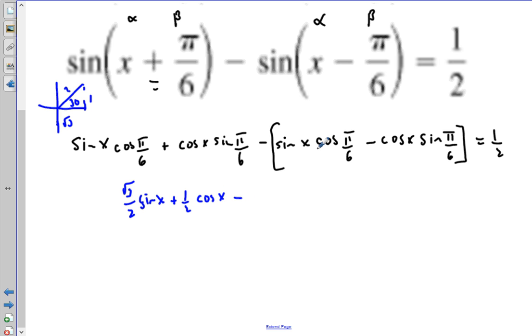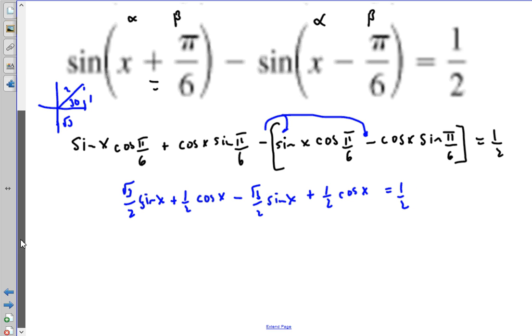Well, minus, we know cosine of pi over 6 is the square root of 3 over 2. That's going to be sine of x. And then the minus is distributed through, we're going to distribute that through right there and right there. And so it's going to be plus sine of pi over 6, which is 1/2 cosine of x, and that's going to equal 1/2.